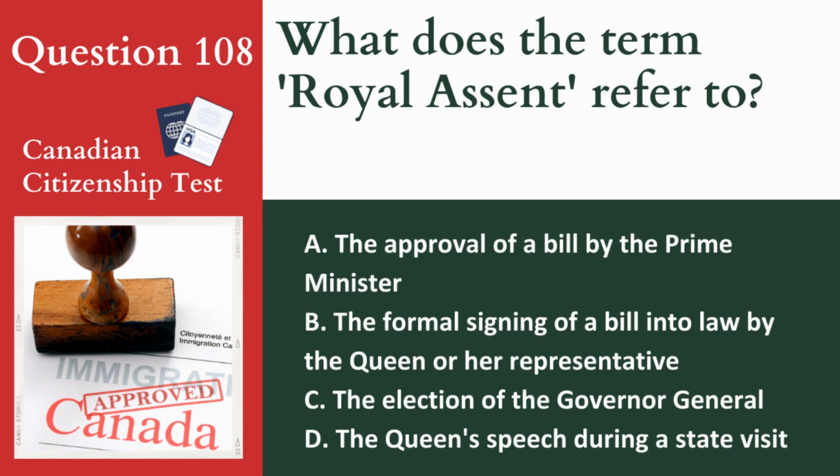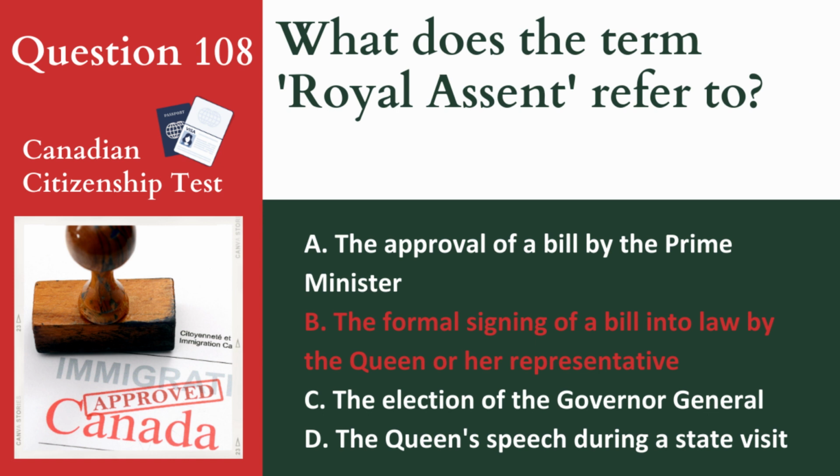Question 108. What does the term royal assent refer to? A. The approval of a bill by the Prime Minister. B. The formal signing of a bill into law by the Queen or her representative. C. The election of the Governor-General. D. The Queen's speech during a state visit. Answer: B. The formal signing of a bill into law by the Queen or her representative. Royal assent is the final step required for a parliamentary bill to become law.